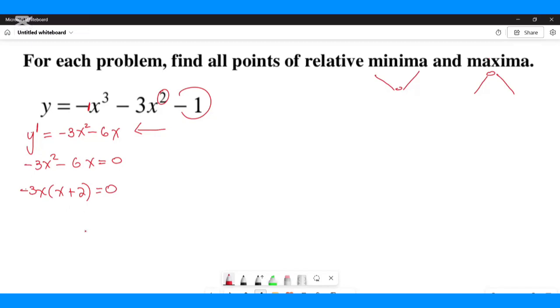So in doing so, it's either negative 3x is 0, which means if we divide throughout by negative 3, we found one of our critical values at 0, or it's where x plus 2 is equal to 0, and in that case, x is equal to negative 2. And this is our second critical value. So having known our critical values, we can now use the number line to test.